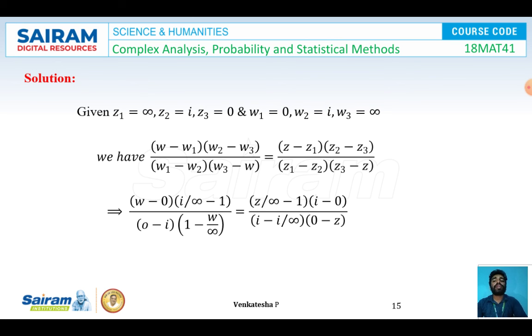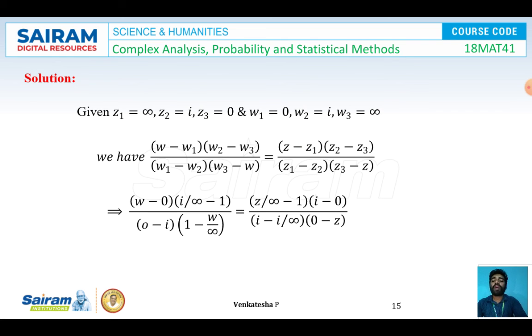So after replacing the points z1 and w3, it will become infinity by infinity form on both the sides. So for that purpose, I am taking w3 common from this equation and cancelling that, and taking the z1 common from this equation and cancelling that. So then I'll be replacing the points here.